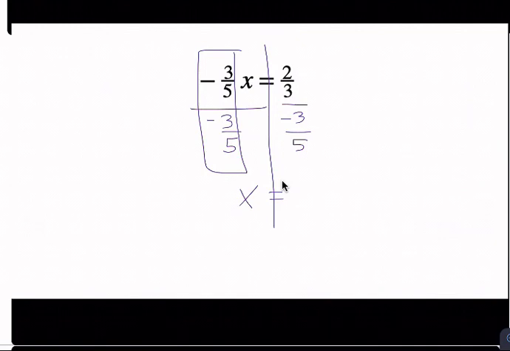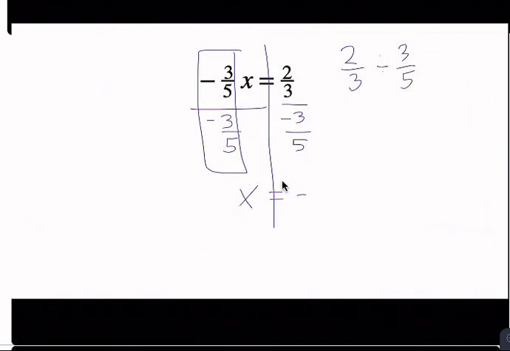and then 2/3 divided by negative 3/5. Well, I have a positive divided by a negative, so I already know that my answer is going to be negative. So now I can just look at the numbers. I have 2/3 divided by 3/5.